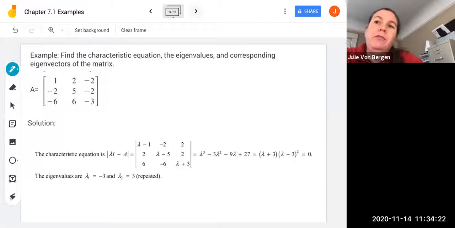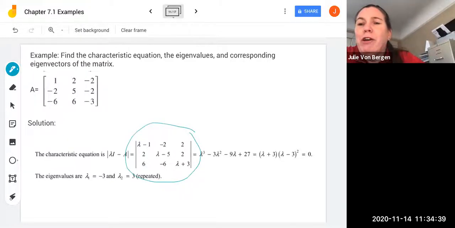Here's another example. So we're going to do a 3x3 matrix now. We're going to find the characteristic equation, the eigenvalues, and the corresponding eigenvectors of the matrix. If we crank this out by hand, the characteristic equation is going to be the determinant of this matrix, where we've got on the diagonals lambda - 1, lambda - 5, and lambda + 3.